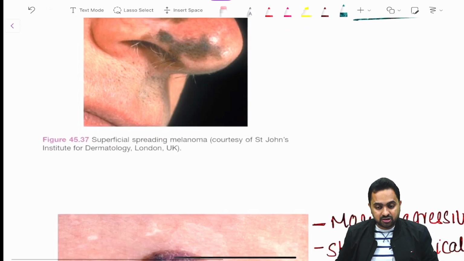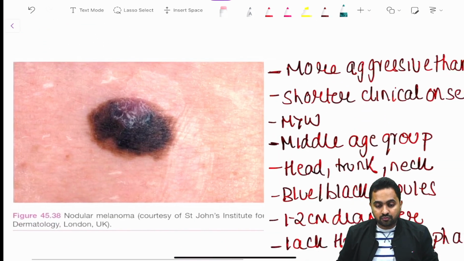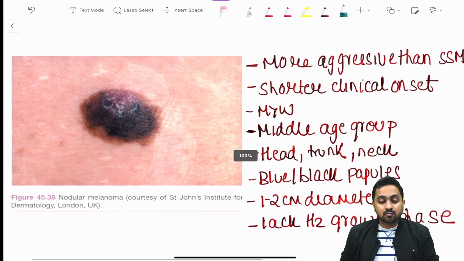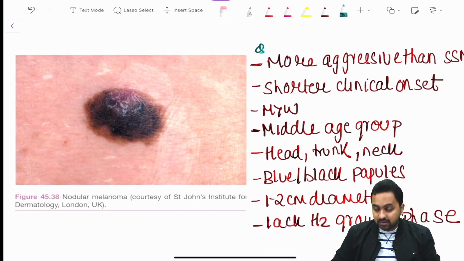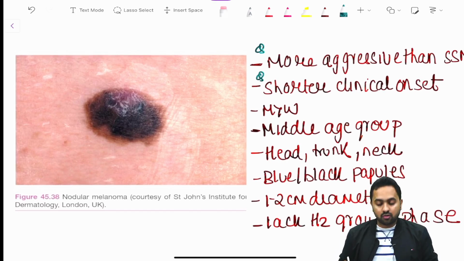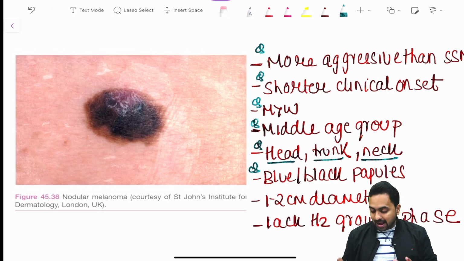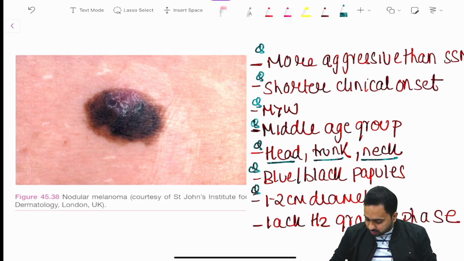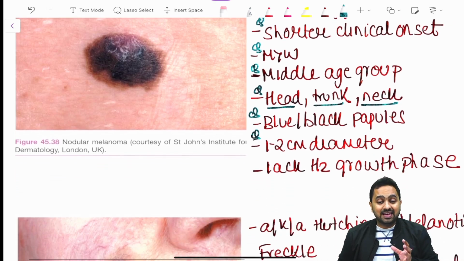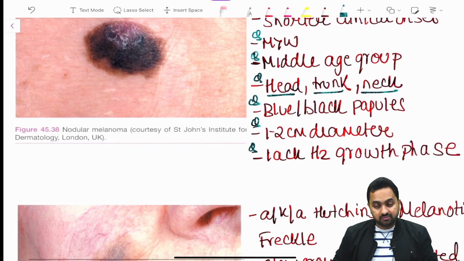Then the next image that we have is of nodular melanoma. It is more aggressive compared to superficial spreading melanoma. It has a shorter clinical onset. It is much more common in men compared to women. It is more commonly seen in the middle age group. It is seen in the head, trunk and neck. They present as blue or black papules measuring 1 to 2 centimeter in diameter, and they lack a horizontal growth phase.